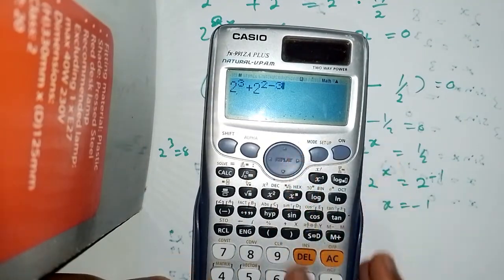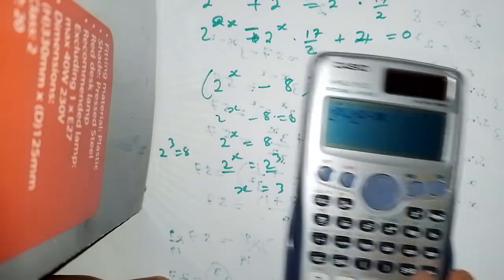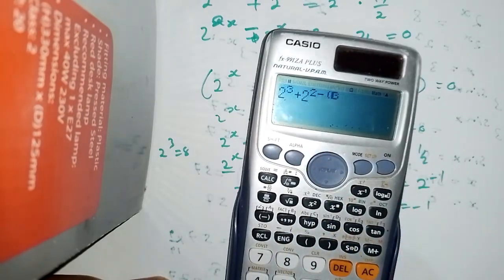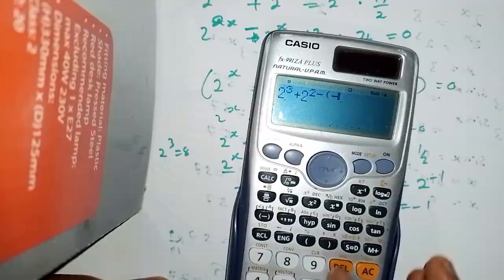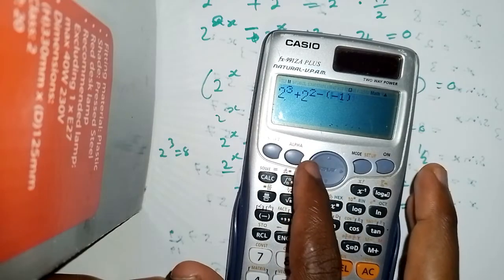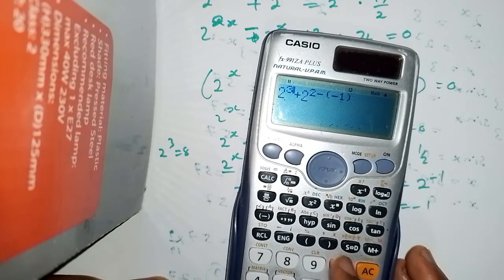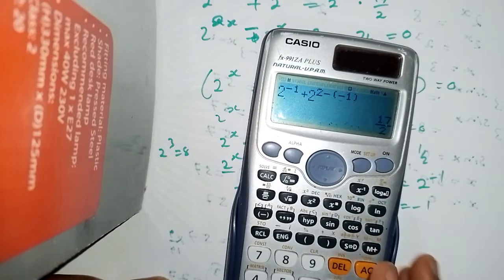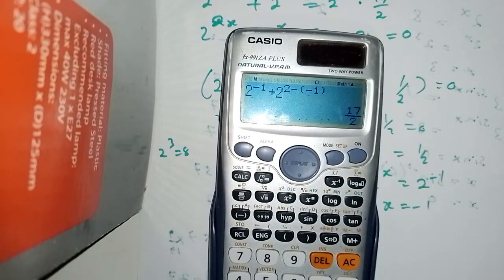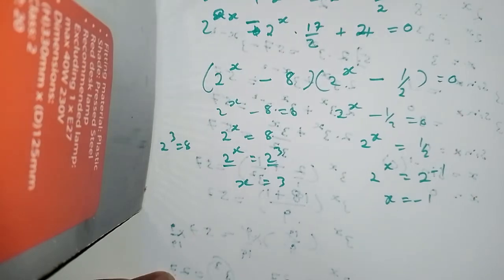Then let's change and use minus 1. This is supposed to be 2 to the power minus 1, and then here use minus 1. There, both our answers are valid. Both our answers are valid, right? Let's move to the next one, which is number 7.